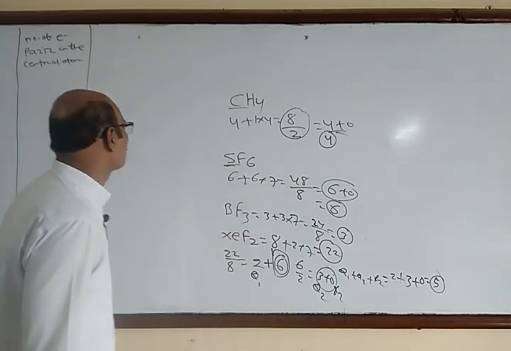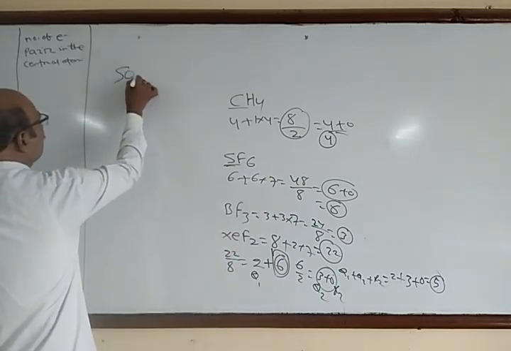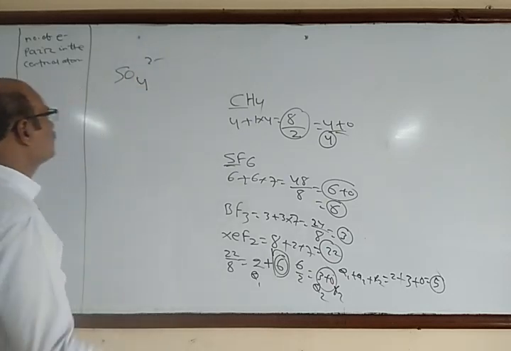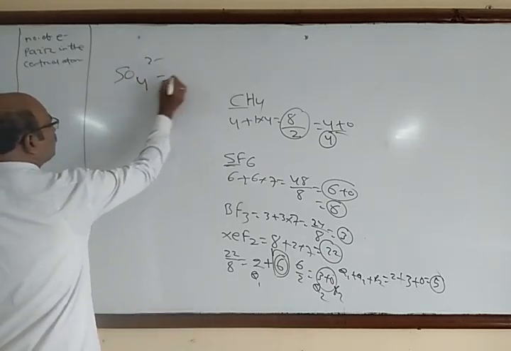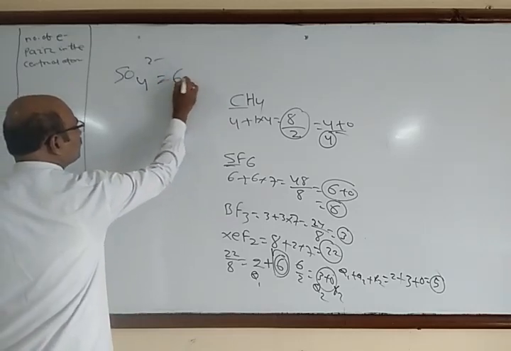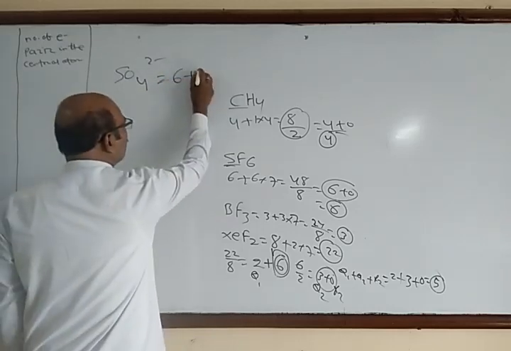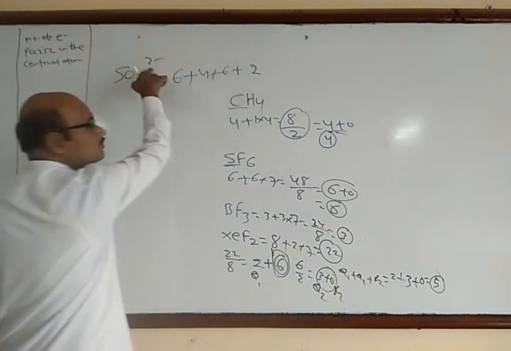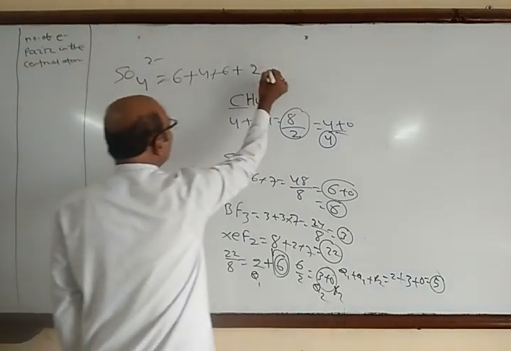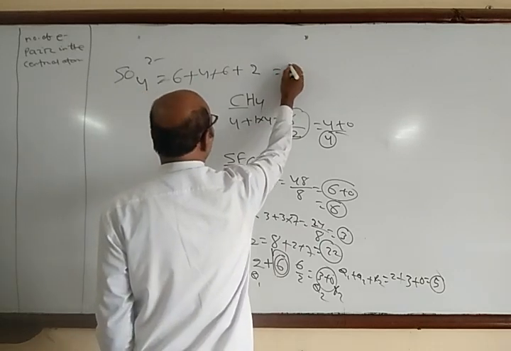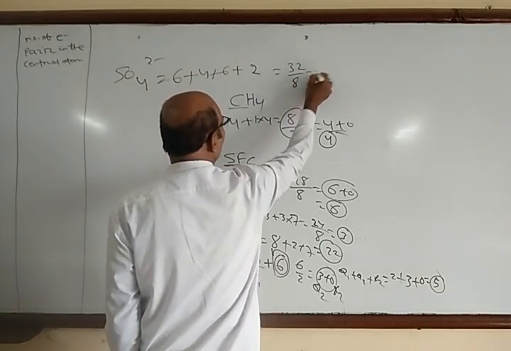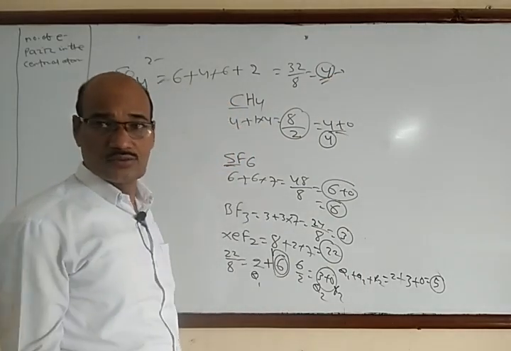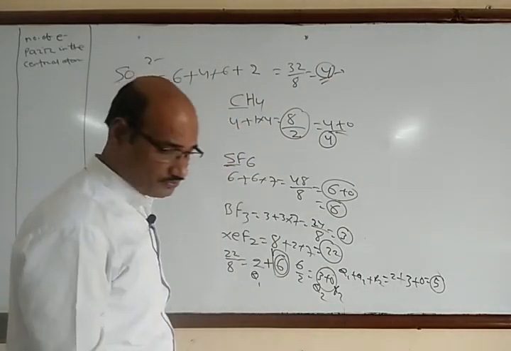Suppose you have SO4 2 minus. Okay. So what can you say? Sulfur has 6 electrons in the valence shell plus 4 into 6 for oxygen plus 2 for the minus 2 charge. Okay, that equals 32 by 8 equals 4. So 4 is the number of electron pairs here around the central atom, right?